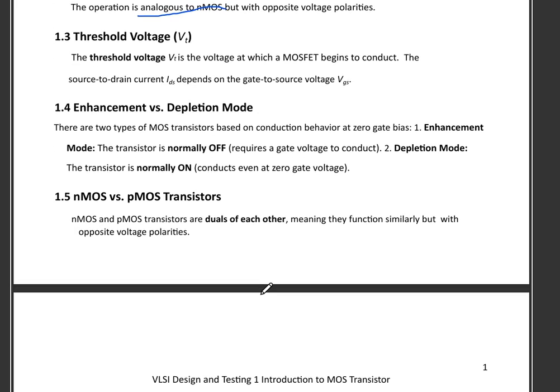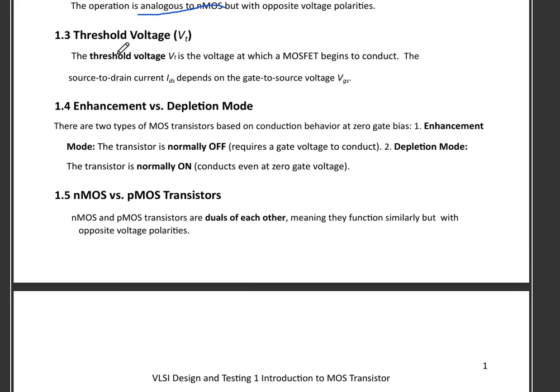So the next concept is based on the threshold voltage. So what is threshold voltage? Threshold voltage is the voltage at which a MOSFET begins to conduct. So it is the minimum voltage at which a MOSFET will begin to conduct, and the source to drain current depends on the VGS also. As we have seen in the equation of IDS, it also has the VGS, that is the gate to source voltage.